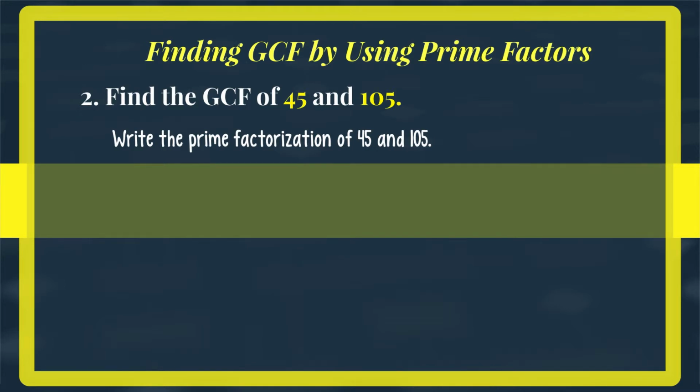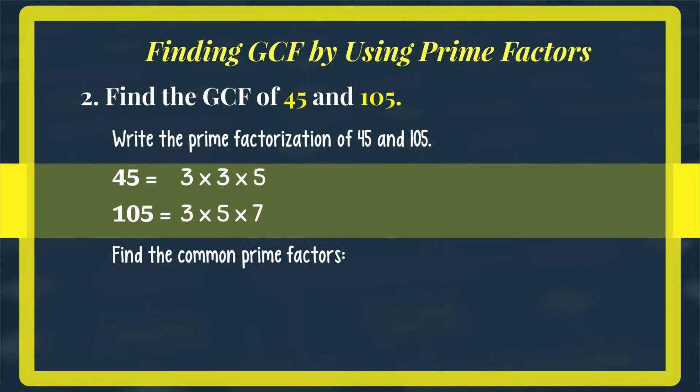When we say prime factorization, we are breaking down the number as a product of prime numbers. 45's prime factorization is 3 times 3 times 5, while 105 is equal to 3 times 5 times 7. If you noticed, the factors are all prime numbers. Now that we have the prime factors, we'll proceed to finding the common prime factors. The common prime factors are the yellow numbers, 3 and 5.